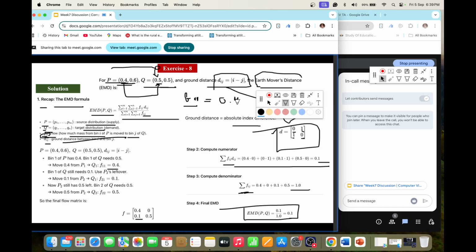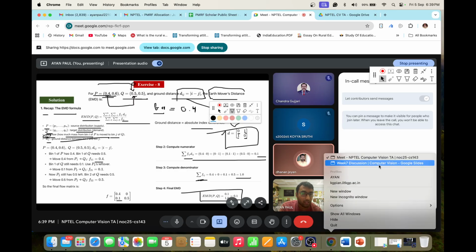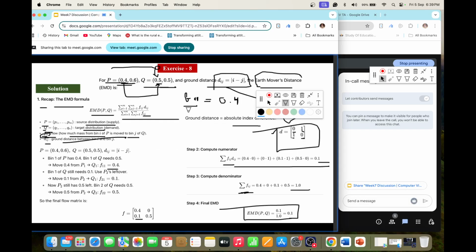Okay, so is the first element clear? F11, 0.4. Okay, demand was 0.5. Yeah, let's see. Transfer from 0.4, P11 position to Q11 position. Yeah, right? Yeah, yeah, yeah. So F11 is clear.